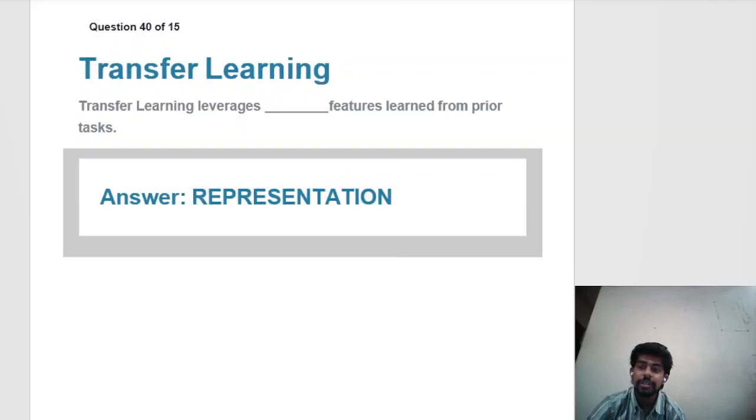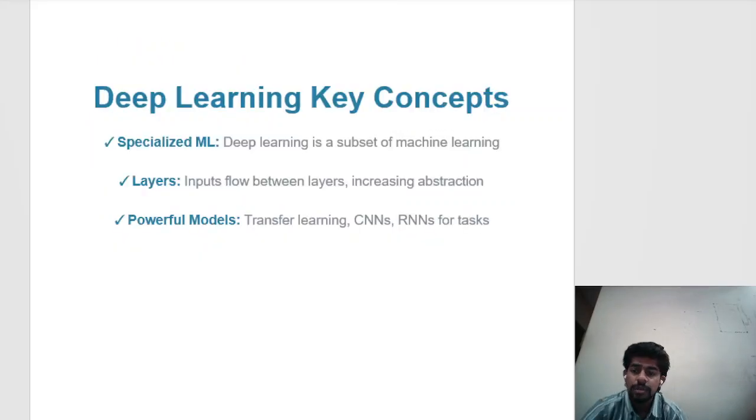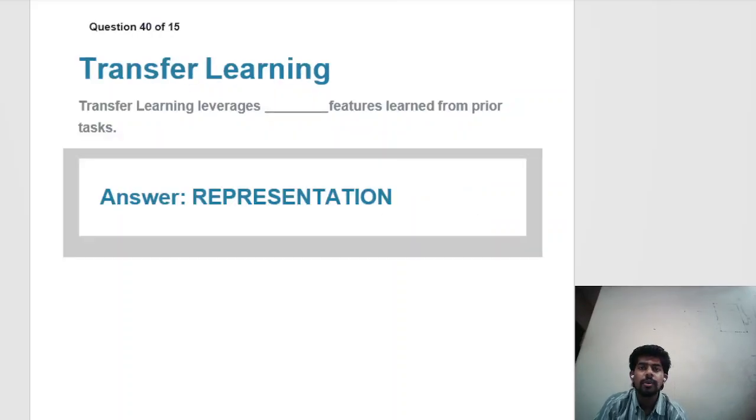Let's look at the next question, which is about transfer learning. Again, transfer learning leverages dash features learned from prior tasks. The answer is representation, or the answer can also be pre-learned or learned. We discussed transfer learning before, but here it emphasizes feature reuse. Okay, we have finished our questions. This was the last question, about transfer learning.